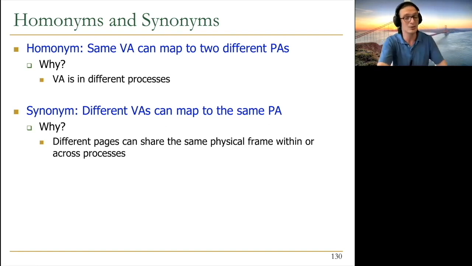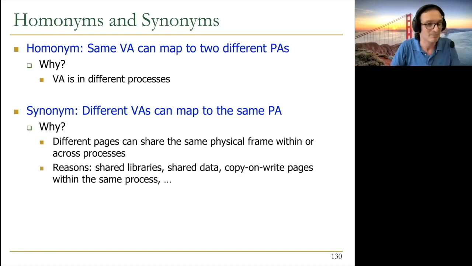Essentially, different virtual addresses can map to the same physical address, just like we saw in the Google example, right? Different virtual addresses map to the same file, which is mapped to the physical memory. And many different virtual addresses can map to the same physical address. There could be many reasons: shared libraries, shared data, copy-on-write pages within the same process, files that are mapped. That's part of shared data, actually.